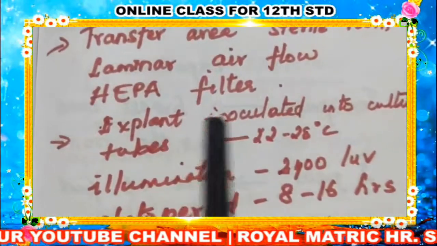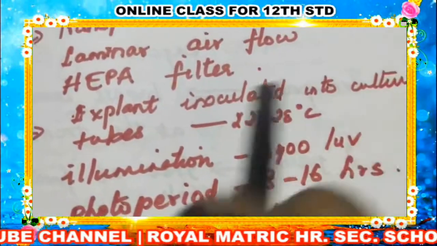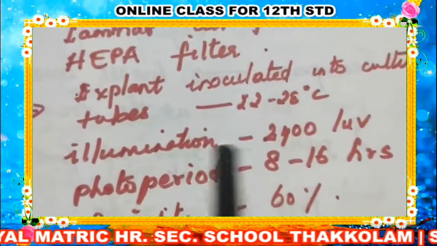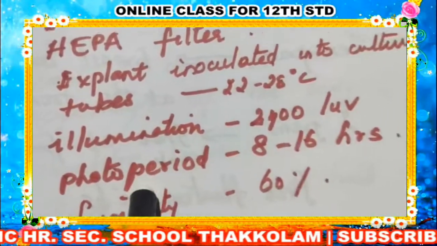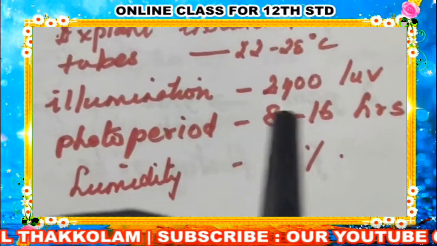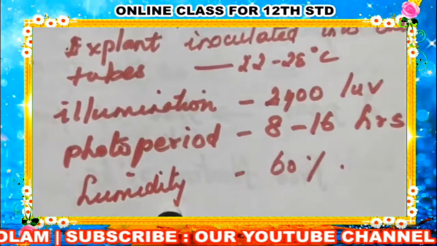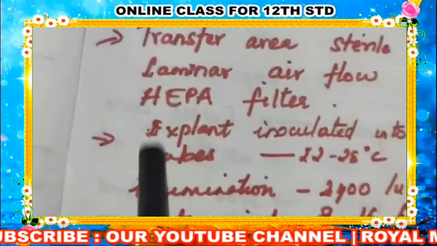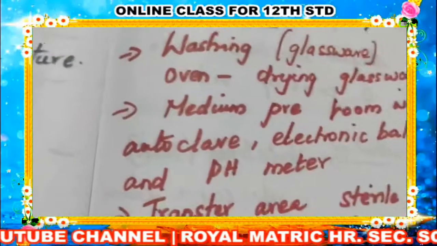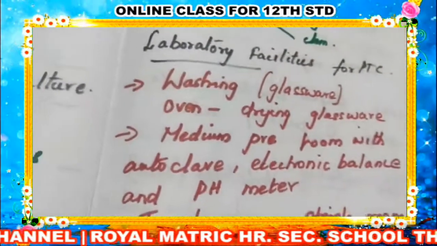And then the explant that is inoculated into the culture should be grown in test tubes at 22 to 28 degrees. The illumination provided is 2400, the required photoperiod, in which it is exposed to light, is 8 to 16 hours, and the humidity is 60%. All these conditions are required in the lab for the growth of the plant. That's all about the laboratory facilities. Thank you.